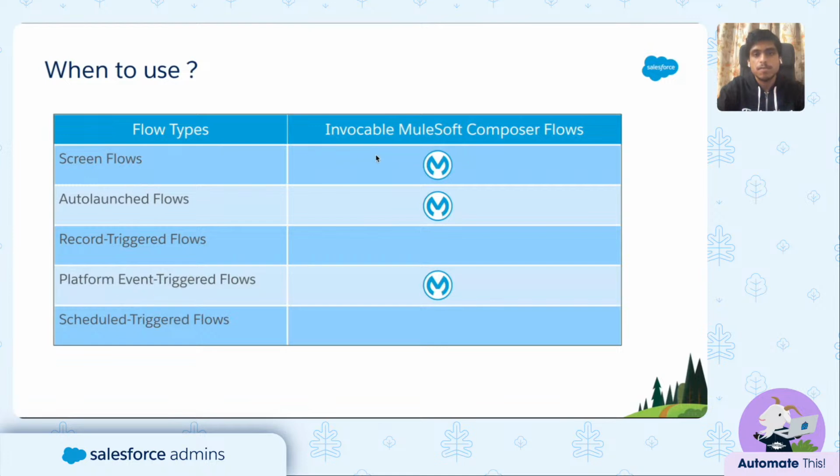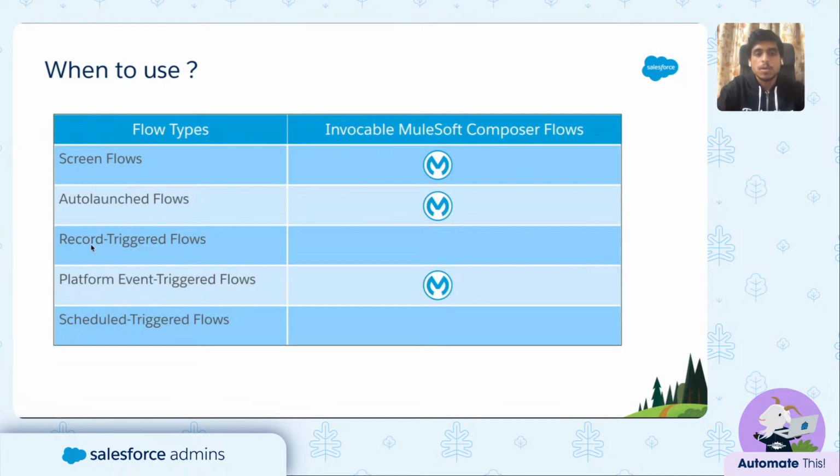When it comes to screen flows, in today's use case, we use a screen flow. Basically, we can use an invocable MuleSoft Composer flow with screen flows. When it comes to autolaunched flows, we are creating these reusable flow assets, and these may be only tied to screen flows in today's use case.